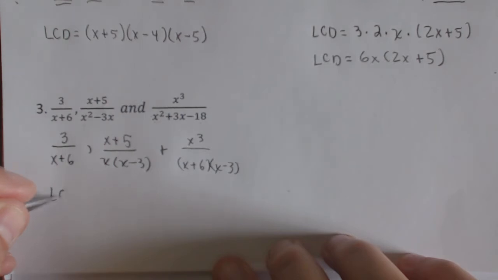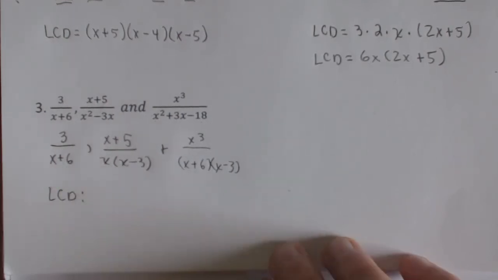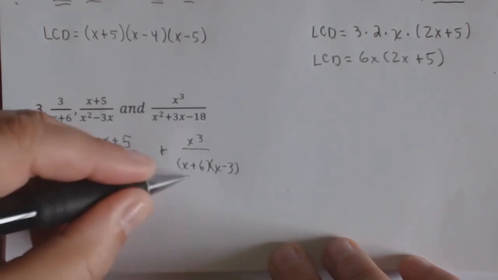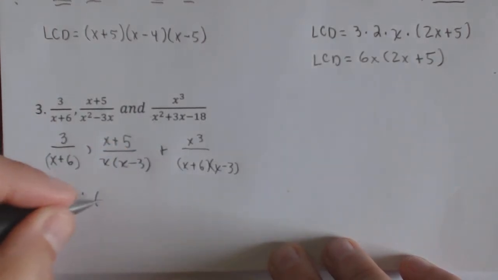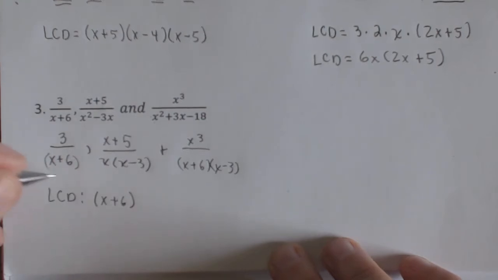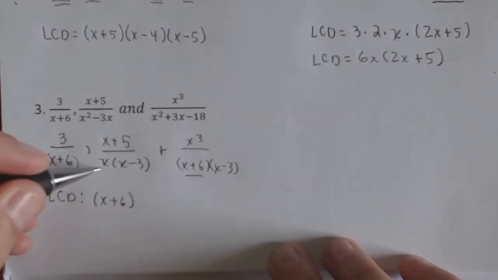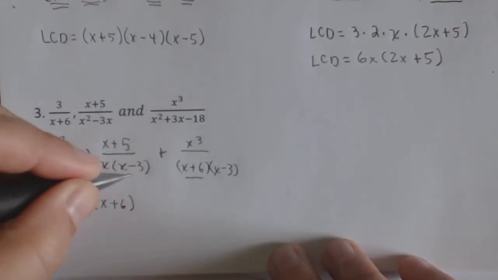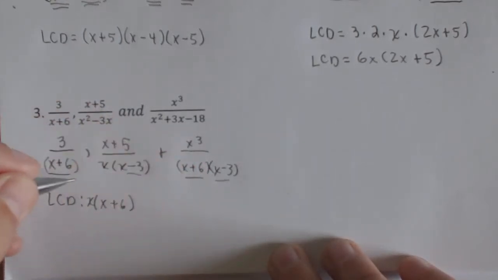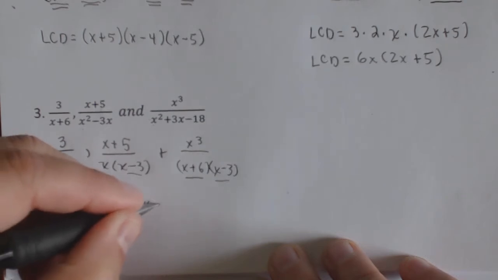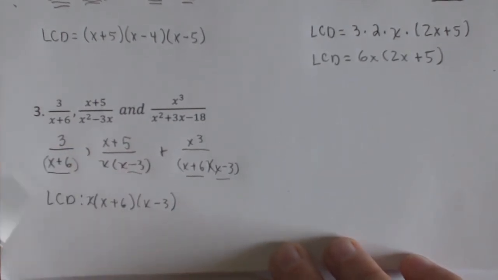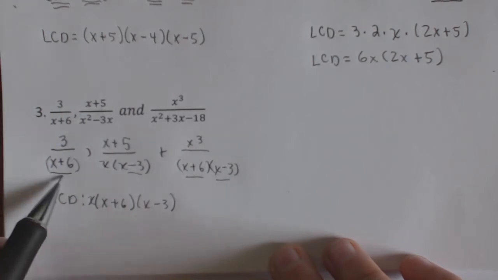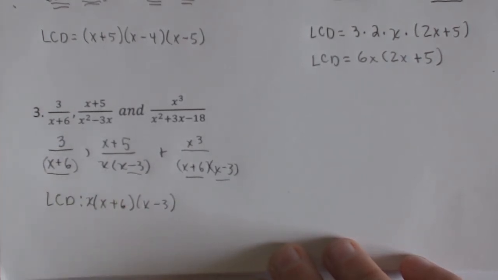And so our LCD is going to be a collection of all the factors. This one has an x plus 6, and this one has an x plus 6, so we need that in our LCD. And then this one has an x, so you would need that, and I'll put it in the front. And then this one and this one has an x minus 3, so you would need that. And so this is the LCD. It is the factor that all three of these denominators would divide into nicely.